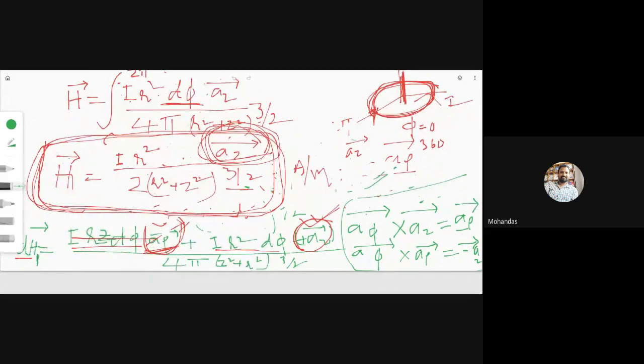So after substituting all these values, we will get dH here, and the magnetic field intensity component exists only along the aZ direction. The component of magnetic field intensity exists only along the Z axis, the direction of aZ only. What is the reason? We discussed it in the earlier class. Can anybody justify the reason here?